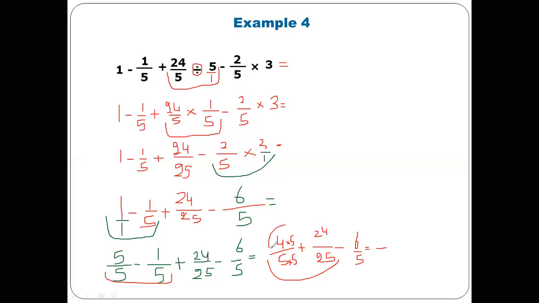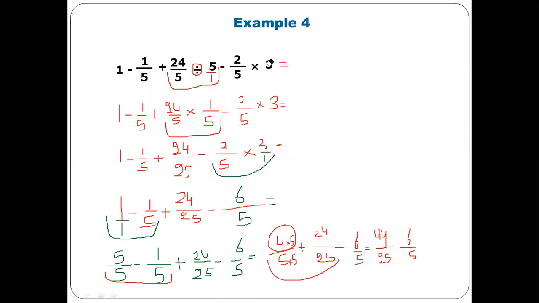So here I will get 20 plus 24. I will get 44 out of 25 minus 6 out of 5 only.